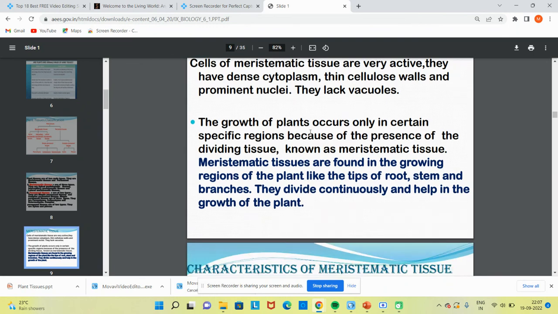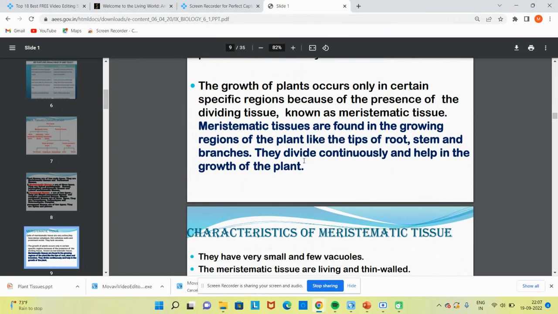The growth of the plants occurs only in certain specific regions because of the presence of the dividing tissues known as the meristematic tissue. So the growth of the plants occurs only at the regions of the meristematic tissue. Meristematic tissues are found in the growing regions of the plants like tips of the root, stem, and branches, and they continuously divide and help in the growth of the plant.